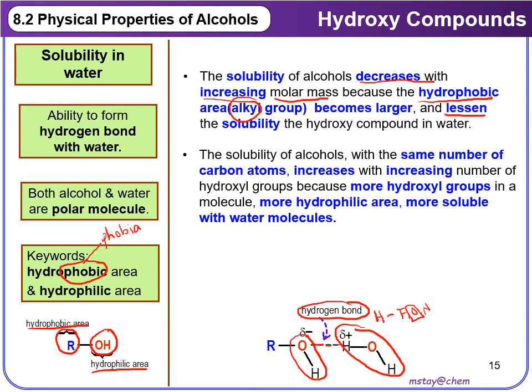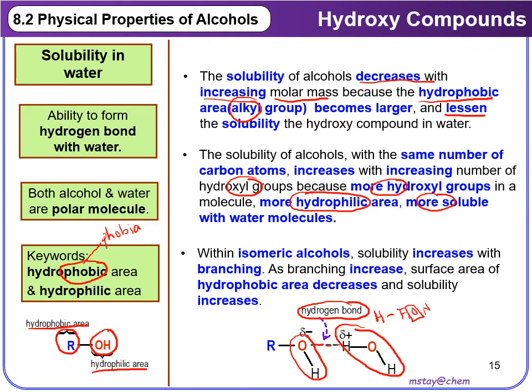If the alcohols consist of the same number of carbon, but the number of hydroxyl groups is increasing, the more hydroxyl groups means that the hydrophilic area is larger, so it will be more soluble in water molecules.